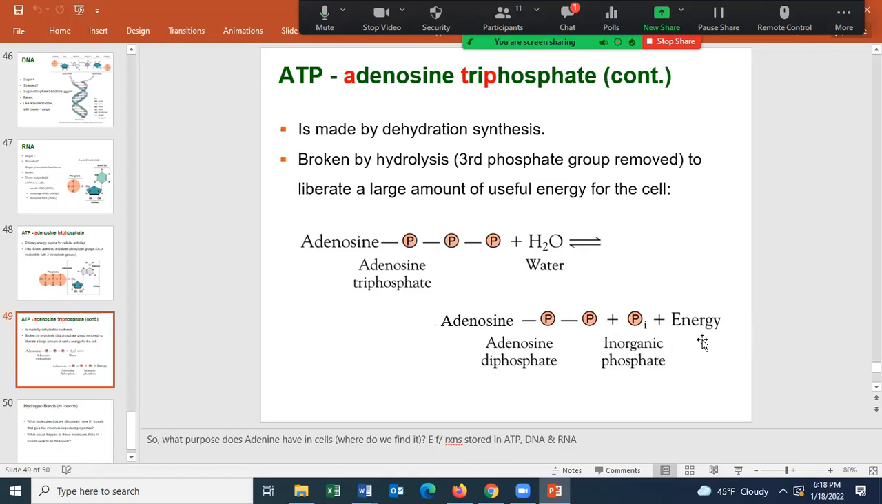The cell makes ATP by dehydration synthesis, so it gets ADP and an inorganic phosphate, and you have to supply energy into this system. And then the reaction goes this way, forming water and ATP. And so this reaction is reversible. It can go either way, and the cell goes this way when it needs energy, and when it wants to make ATP, it goes this way.